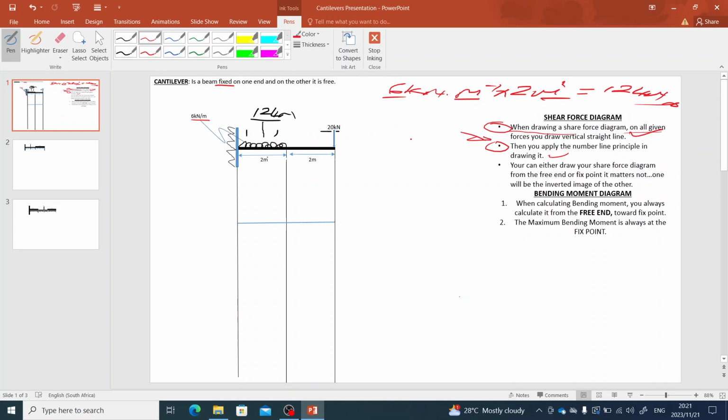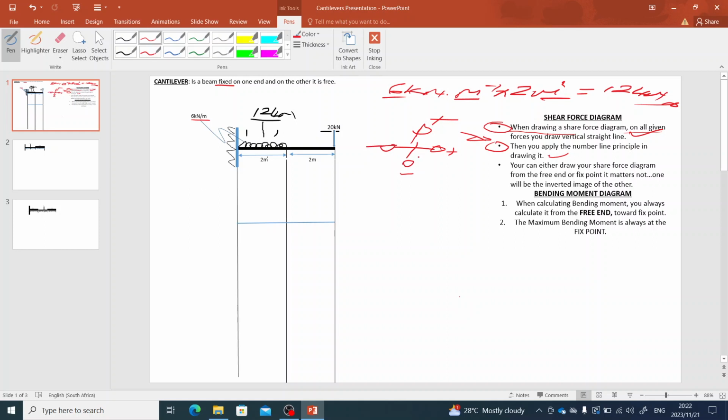The number line principle is simply the principle that you take when working with forces. What is a force? Force is a vector. It has two things: magnitude and direction. Now, that's where the number line principle comes in. We know that all forces going up are positive. Forces going towards east, positive. South, negative. West, negative.